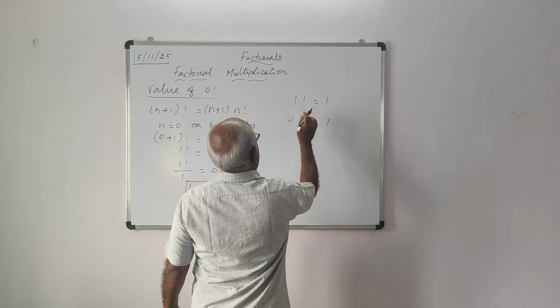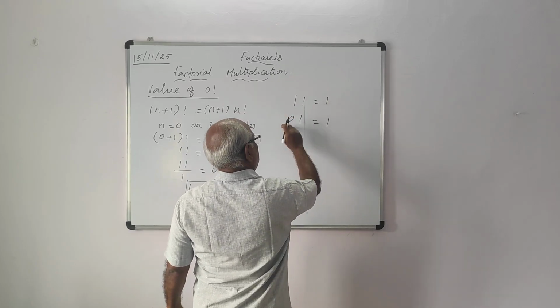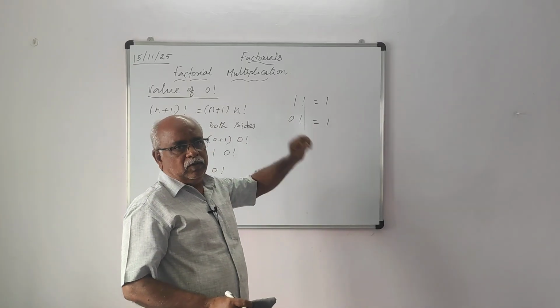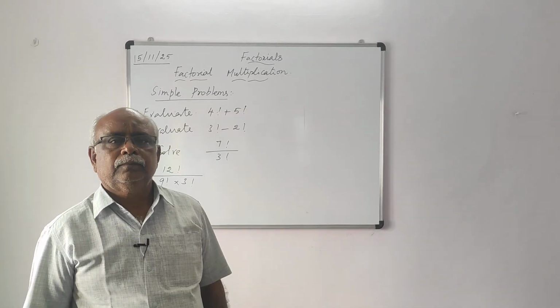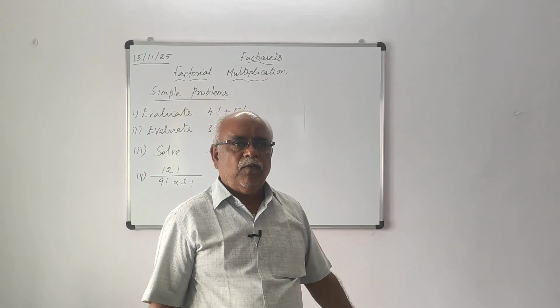Remember, this is the basic idea. 1 factorial value is 1, and 0 factorial is also 1. Now we will solve some simple problems using the idea of factorial.